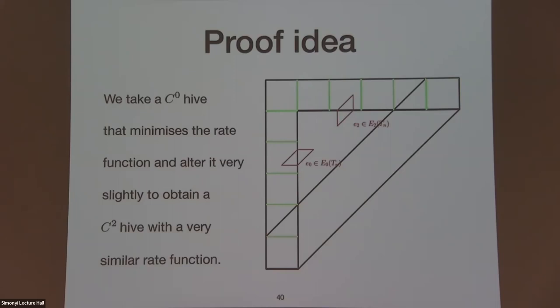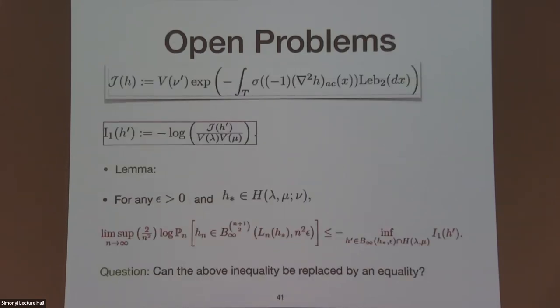The fact that the boundary conditions are C2 allows you, after you do the convolution with a small bump function, to correct the boundary conditions by addition of a hive. This is not in general possible, but when the boundary condition is C2, it is possible. So you can get a C2 function with a very similar rate function, and one has to similarly give an argument for the Gelfand-Tsetlin pattern here, but that can be done. And this gives us a large deviation principle for these hives if they have C2 boundary conditions.